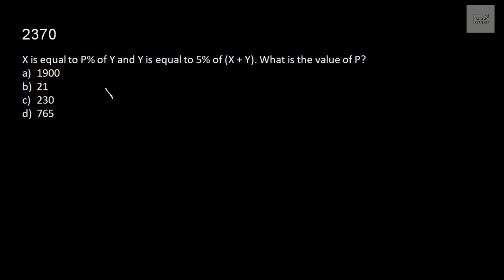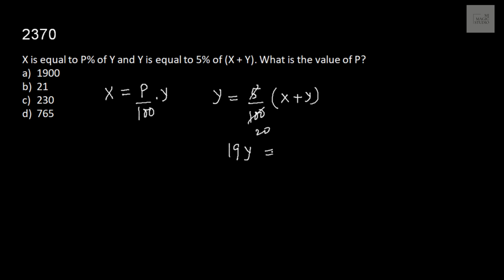X is equal to p% of y. That means it is p by 100 into y. And y is equal to 5% of x plus y. 5% means 5 by 100 into x plus y. So this becomes 20y minus y, 19y is equal to x.